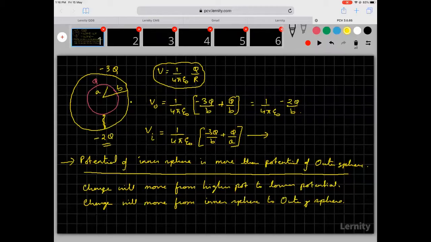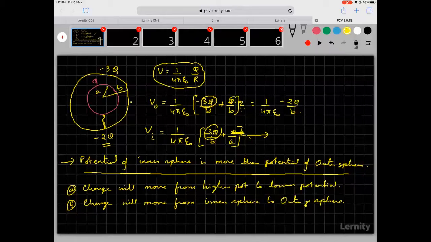Do you understand? Suppose some charge from the inner sphere goes to the outer sphere, this will become Q minus Q, and both of them will remain the same. So the only way these two can become the same is when the inner sphere becomes 0. And if this becomes 0, all of it shifts here, so both of them will become the same.